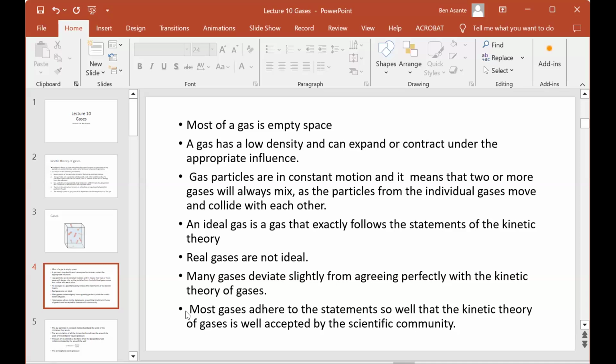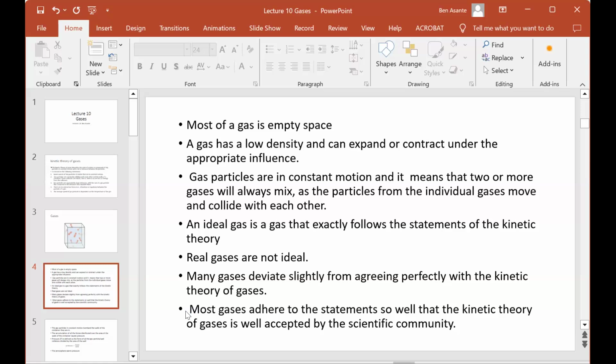All right. So gas particles are in constant motion, and it means that two or more gases will always mix, as the particles from the individual gases move and collide with each other. An ideal gas is a gas that exactly follows the statements of the kinetic theory. All right. So we have ideal gases, we have real gases. Ideal gases follow the kinetic theory of gases, like what I just said. They bombard each other. The bombardment is elastic. All right. There's no net loss of energy. They create pressure on the walls of the container that they bombard, and they collide with each other. All right. And they can expand, they can contract, and that's gases.